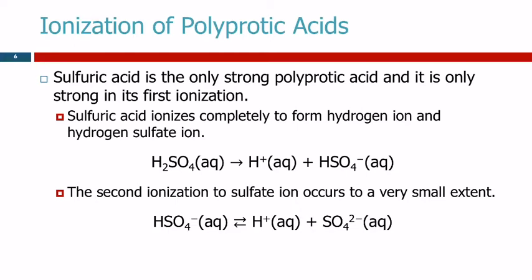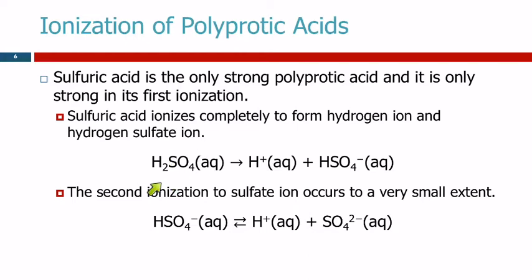So I mentioned that sulfuric acid is the only strong polyprotic acid. And it's actually only strong in its first ionization. What happens is that these ionizable hydrogens, these protons that can be donated, don't just all fall off at once. It doesn't donate all of them at one time. It hands them off sequentially.